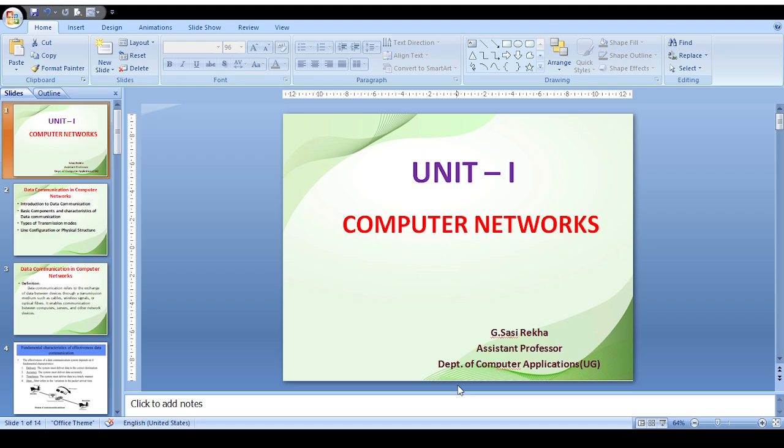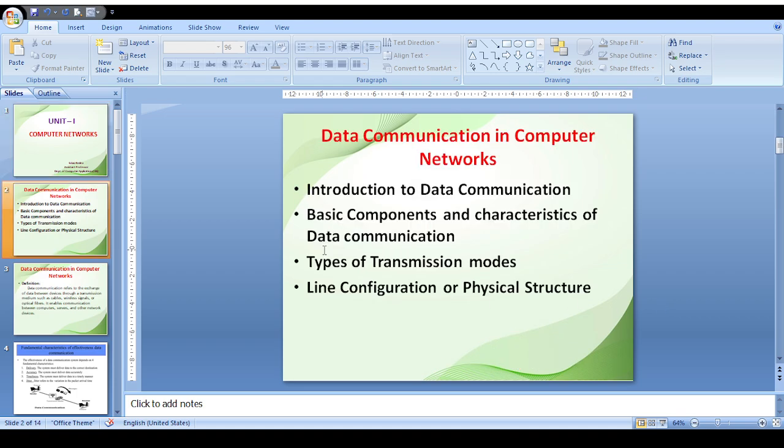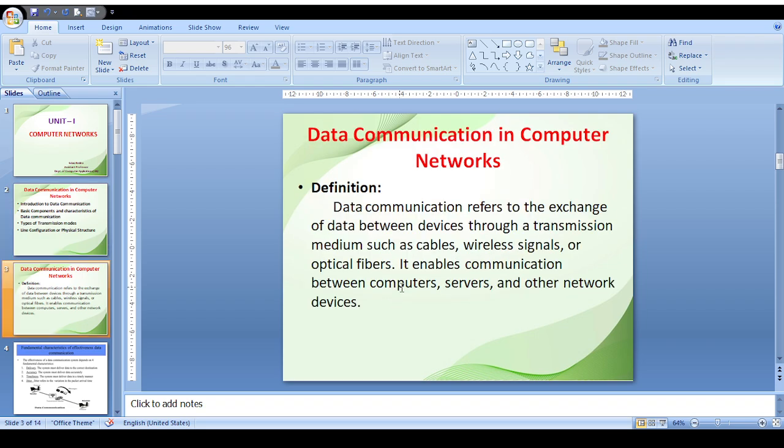Today we're going to learn about data communication in computer networks. These are the topics we're going to cover today. First topic is introduction to data communication. Second, basic components and characteristics of data communication. Third, types of transmission modes. Fourth, line configuration or physical structure. So first we move on to data communication.